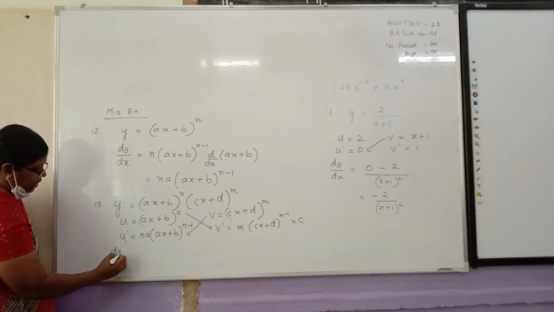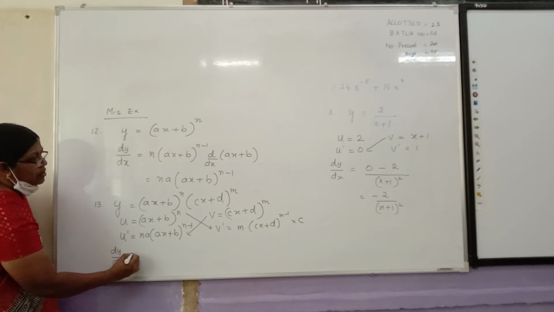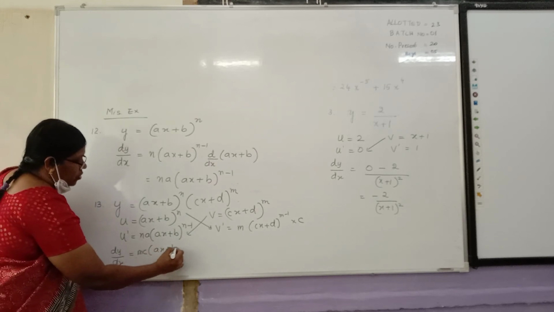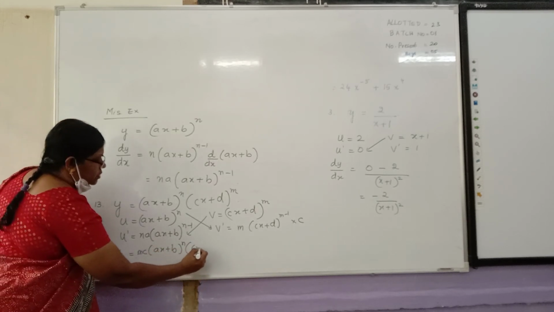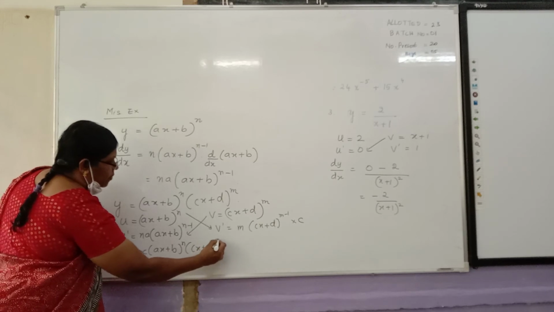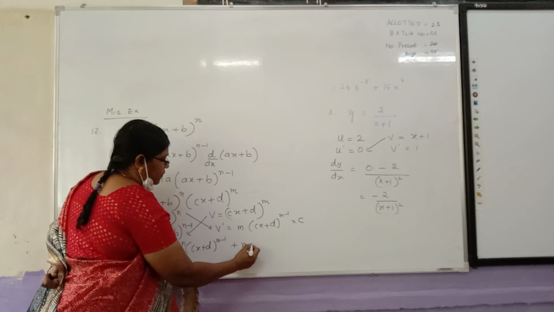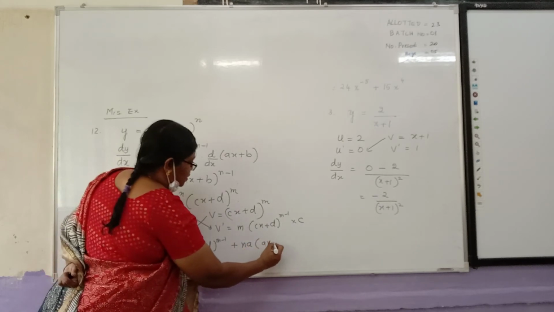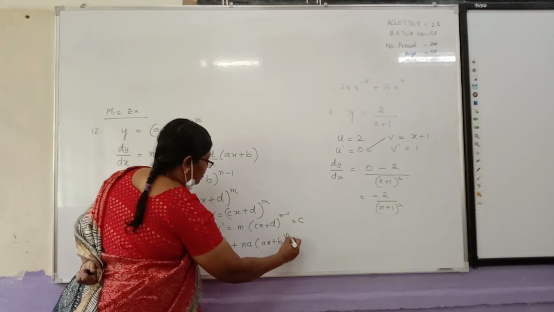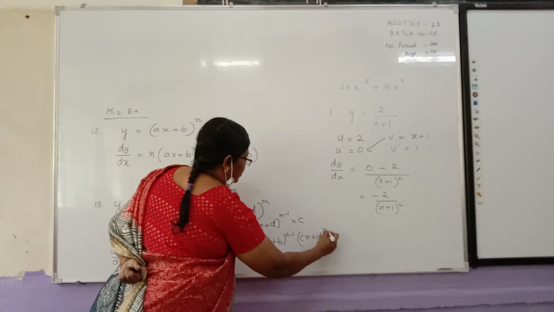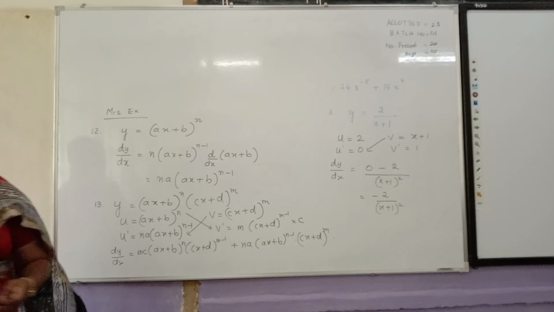So just cross multiply and keep that. So your dy by dx is mc (ax plus b) the whole power n into (cx plus d) the whole power m minus 1, plus na (ax plus b) the whole power n minus 1 into (cx plus d) the whole power m. Just keep it there.